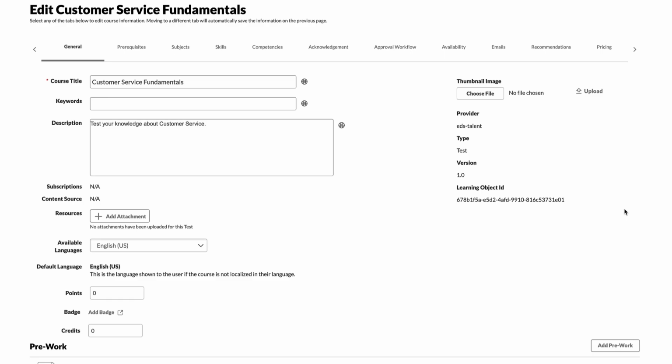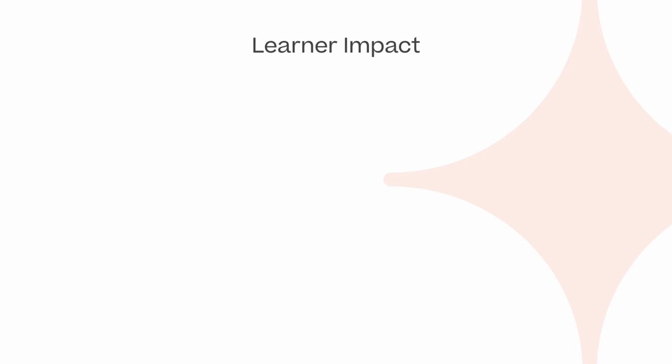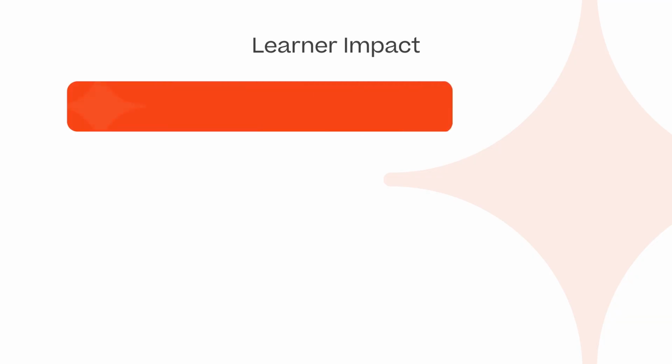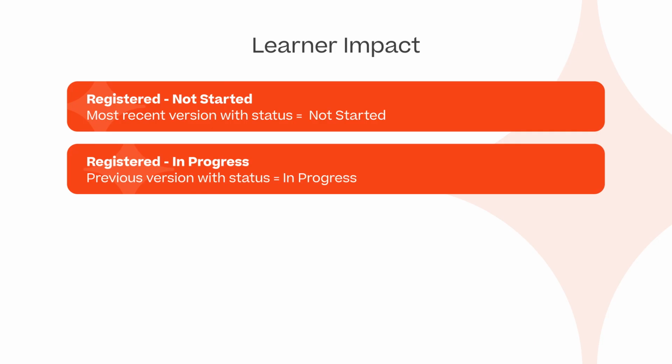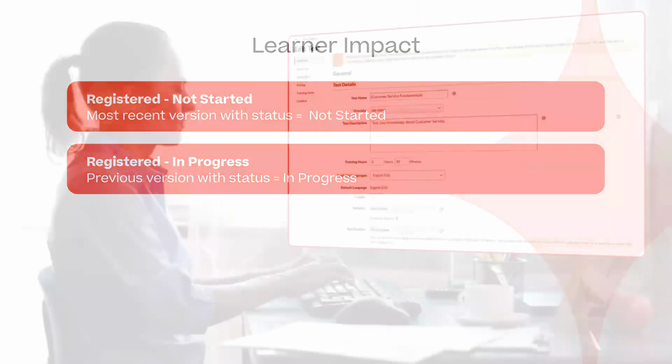However, when a new version has been created, it's important to understand how learners are impacted. Previously registered learners who have not started the test prior to the creation of the new version see the most recent version when they launch the test. Previously registered learners who have started the test prior to the creation of the new version maintain the in-progress status and continue to see the older version when they next resume the test.